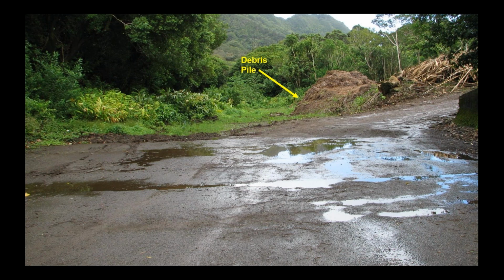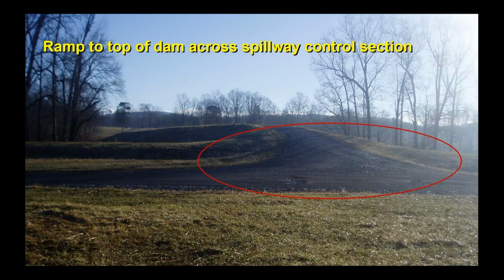So what that can do is limit the spillway capacity, because you're essentially filling in the spillway. And the more you fill it in, the less discharge capacity it will have. So these spillways need to be maintained without any obstructions. And sometimes the obstructions are deliberate, but they're unintended.